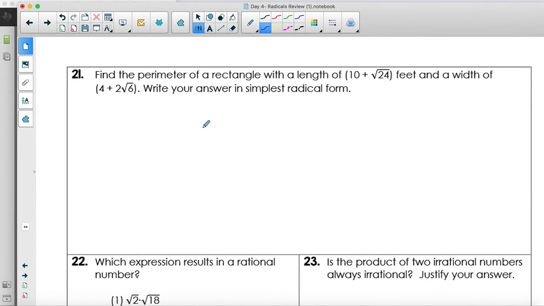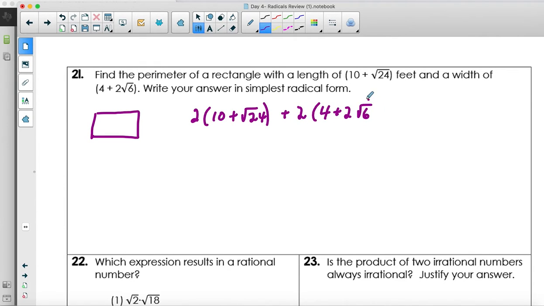Okay. All right. Number 21 is just getting fancy. They're telling you to find the perimeter of a rectangle who has a length of 10 plus radical 24 and a width of 4 plus 2 radical 6. So really for that one, remember for a rectangle, you have 2 lengths and 2 widths. So I'm going to double this length, and I'm going to double the width to get that perimeter.